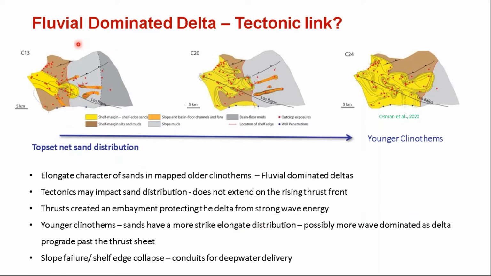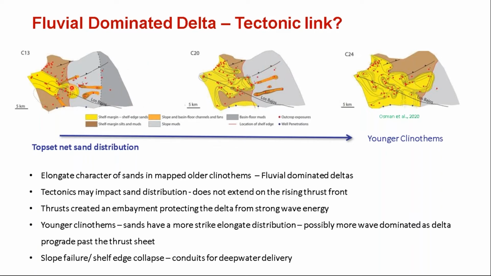When we look at the top set sand distribution with time from C13 to C24, in our youngest clinoform sets, we see this elongate finger-like geometry. And we can see in outcrop, we do see fluvial evidence on the delta. Interestingly as well, lots of our fluvial systems appear to align to the Los Bajos fault. So this fault system is probably active and acts as a conduit pathway for our river systems.